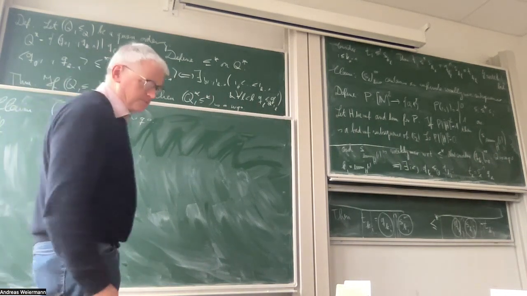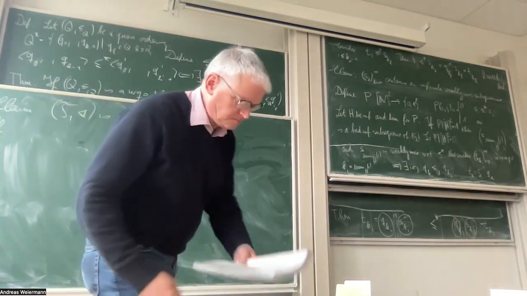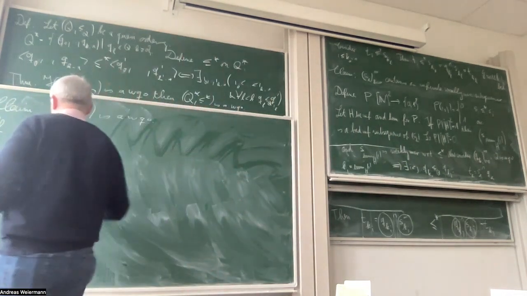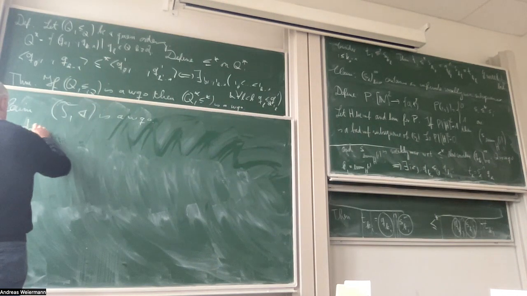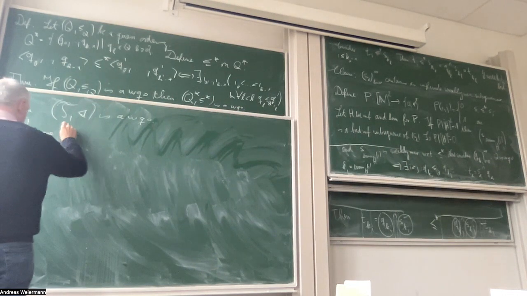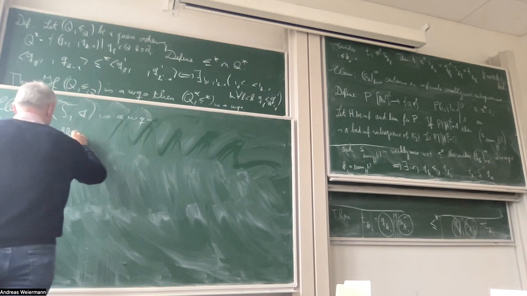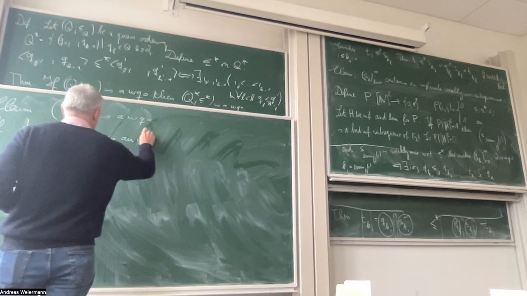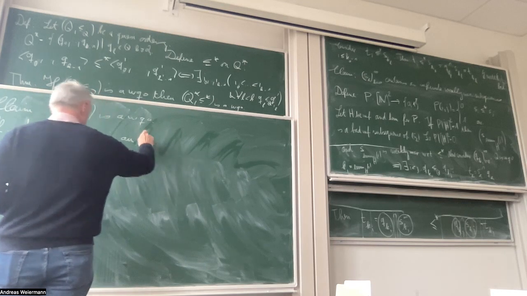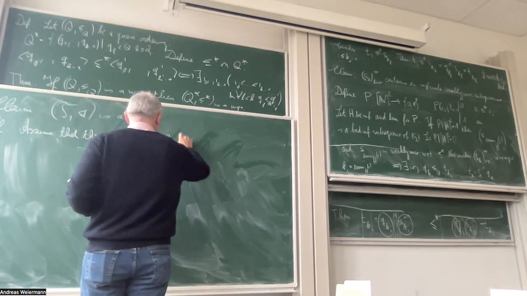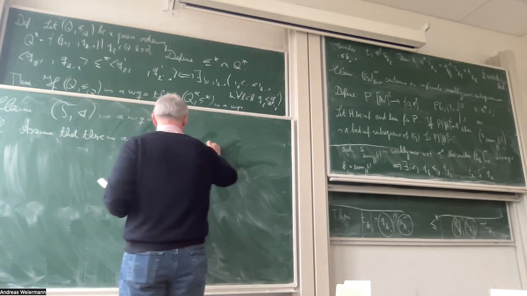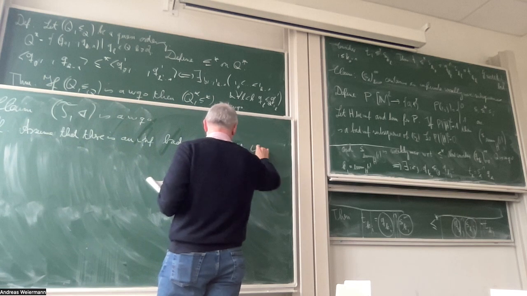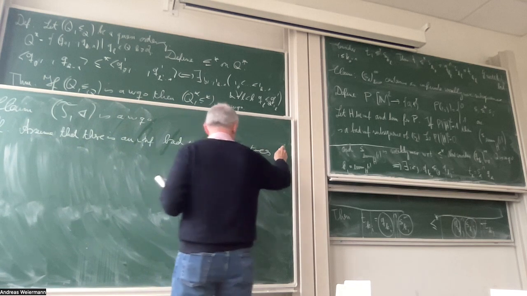So this is a proof by contradiction. What do we assume? That there is an infinite bad sequence of finite trees.